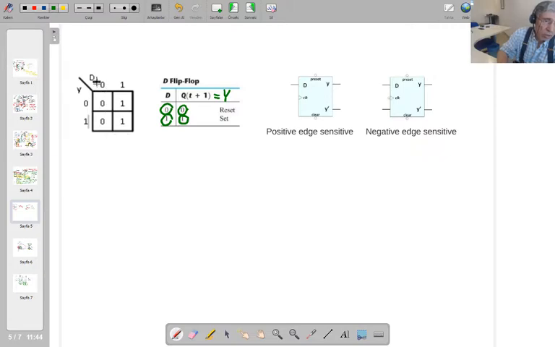So this is the same thing, isn't it? When D is equal to 0, your next state, inside is capital Y, your next state is 0. If D is equal to 1, your next state is 1, same thing. But this is in theory. This is in datasheet.